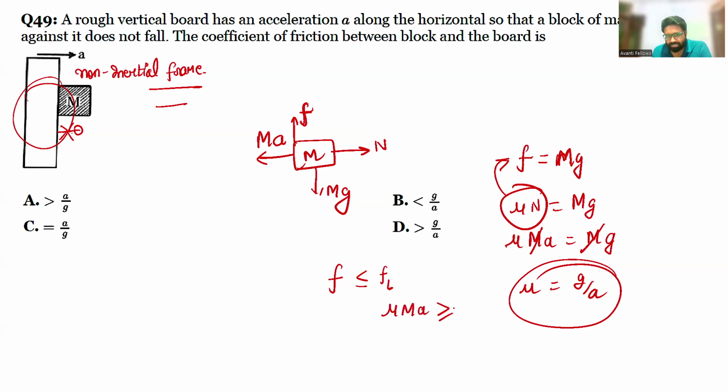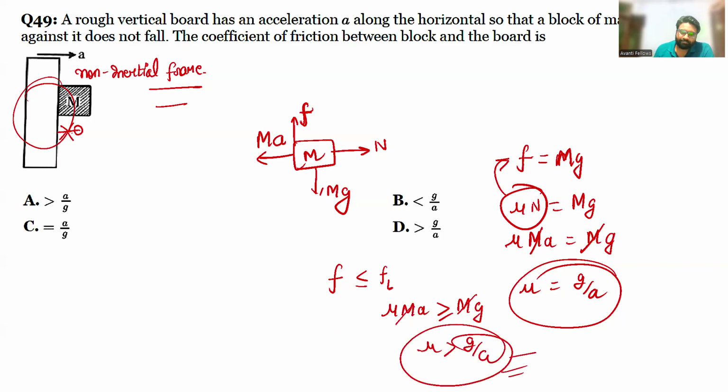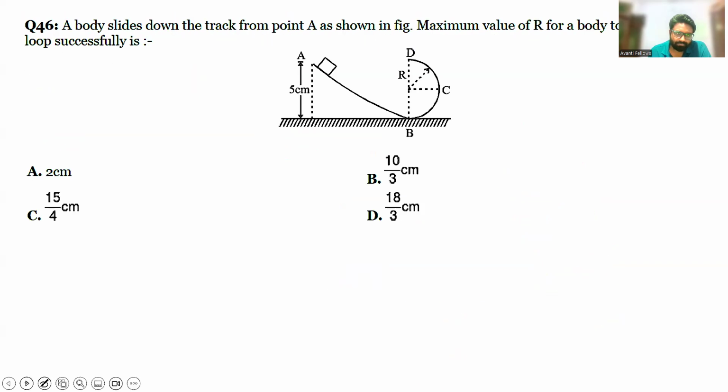is greater than or equal to capital M into g. M and M will cancel out, so mu is greater than g by a. So this mu must be greater than g by a to resist the block moving downward. Option D is correct.